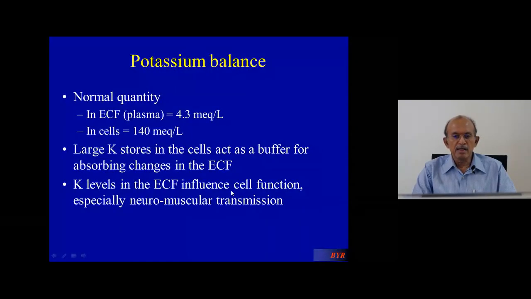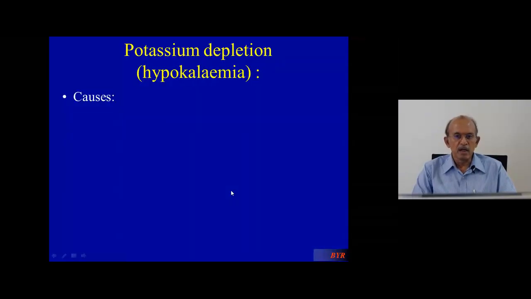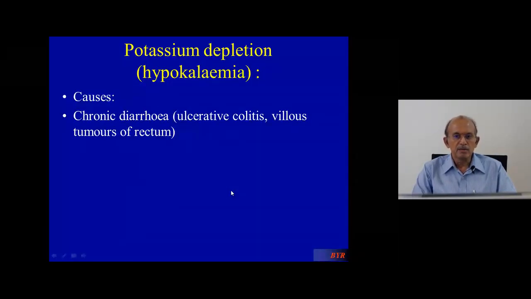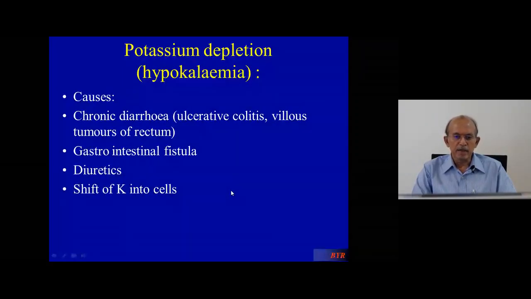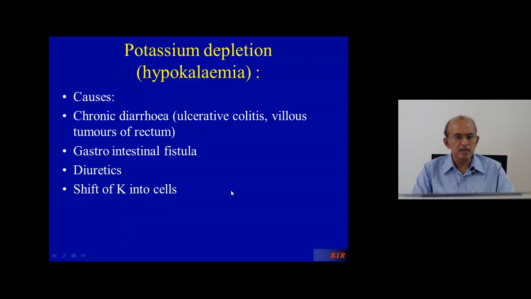Potassium levels in the ECF influence cell function, especially neuromuscular transmission. So potassium level not only in the cells, but even in the ECF, if there is change in the potassium level, that will cause disturbance in the cell function, especially neuromuscular transmission. Potassium depletion is caused by chronic diarrhea, gastrointestinal fistula, diuretics, and shift of potassium into the cells. That means sometimes there will be decrease in the ECF potassium because potassium has shifted into the cells.